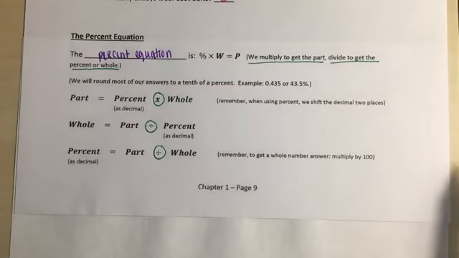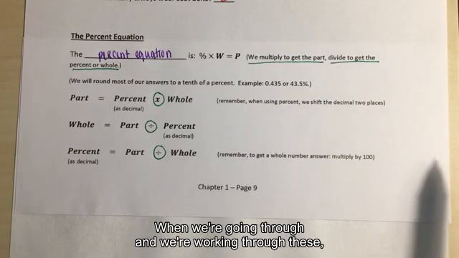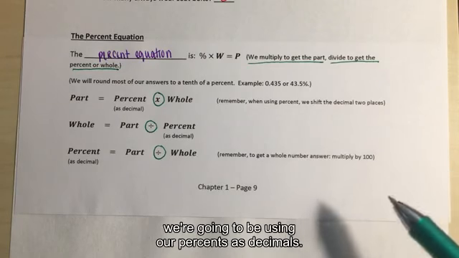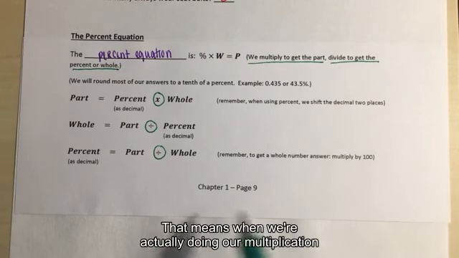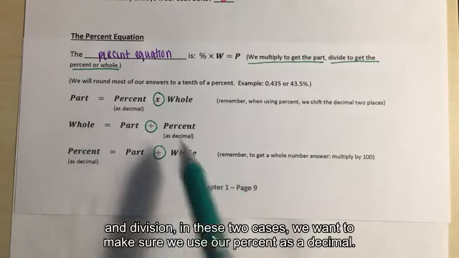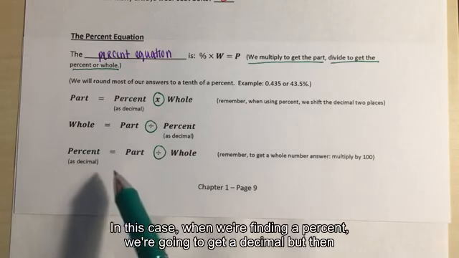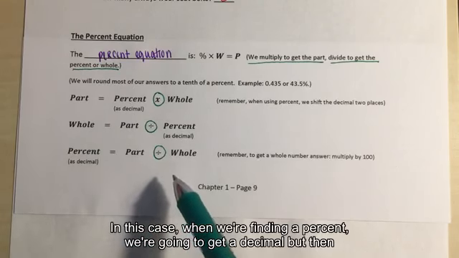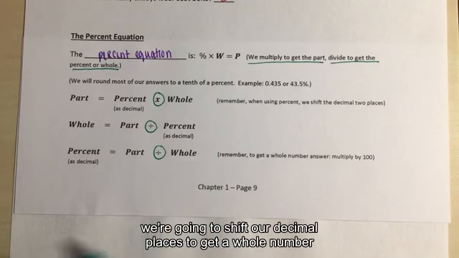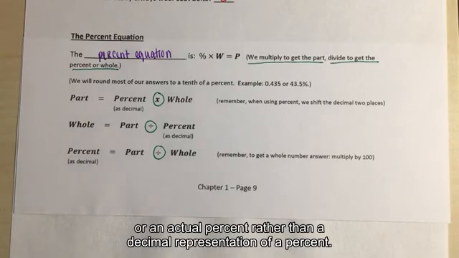Right? When we're going through and we're working through these, we're going to be using our percents as decimals. So that means when we're actually doing our multiplication and division, in these two cases, we want to make sure we use our percent as a decimal. In this case, when we're finding a percent, we're going to get a decimal, but then we're going to shift our decimal places to get a whole number or an actual percent rather than a decimal representation of a percent.